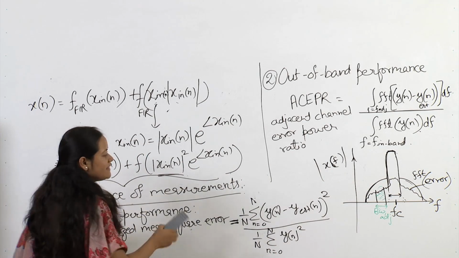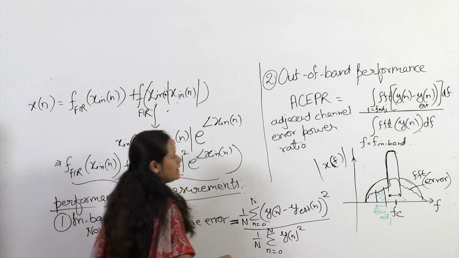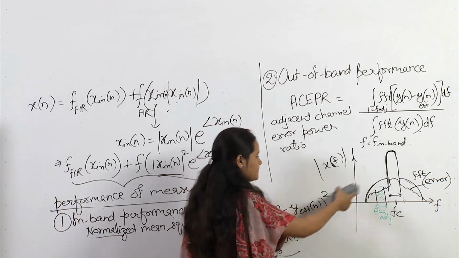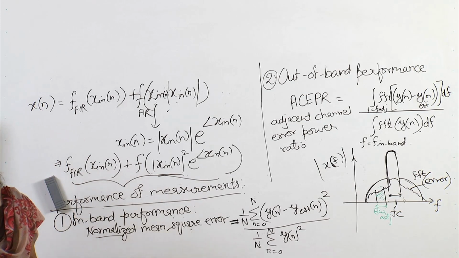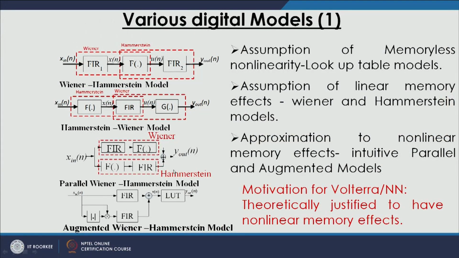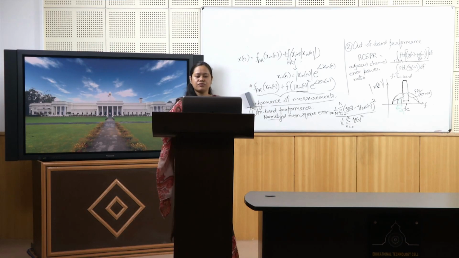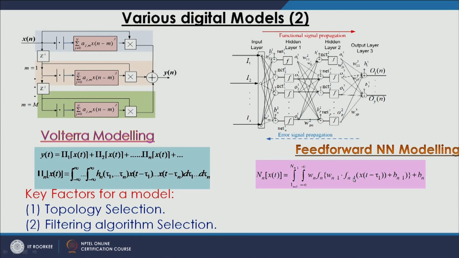So, whenever you are comparing these models, you plot these two metrics and you see if it is working well in the in band and it is working well in the out of band, and by checking that you can see which model is the best. So, in this case we were finding that more complex models were giving better NMSE and better ACPR. So, from that we got the motivation that maybe we should go to completely nonlinear models which have nonlinear kernels. So, there came the models such as the Volterra model and the feed forward neural network model.